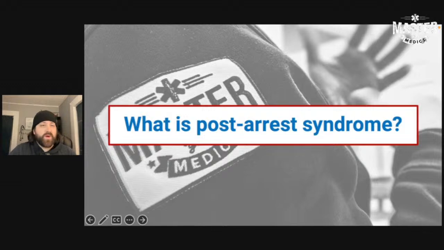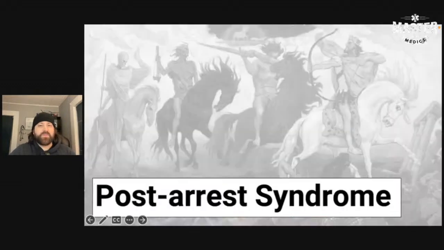So what is post-ROSC syndrome? Basically, it's hypoxia, ischemia, and reperfusion injury that occur after resuscitation, and it results in damage to multiple organ systems, specifically the cardiovascular and neuro systems, basically irrespective of the precipitating event.